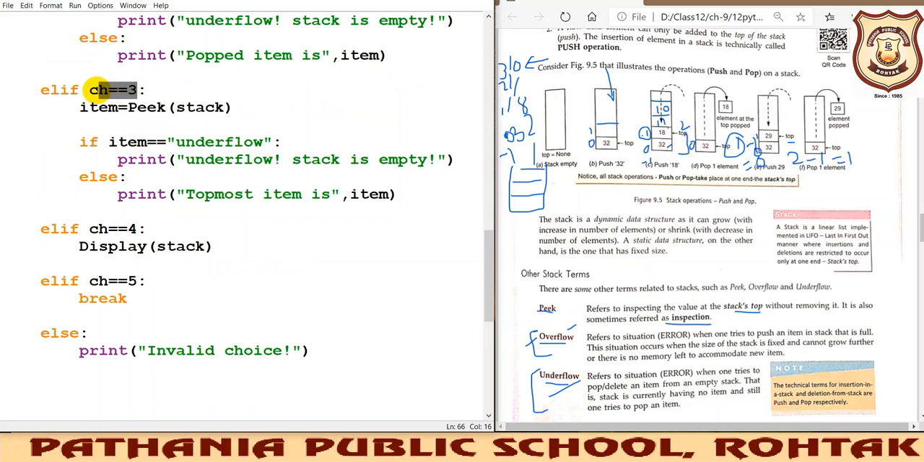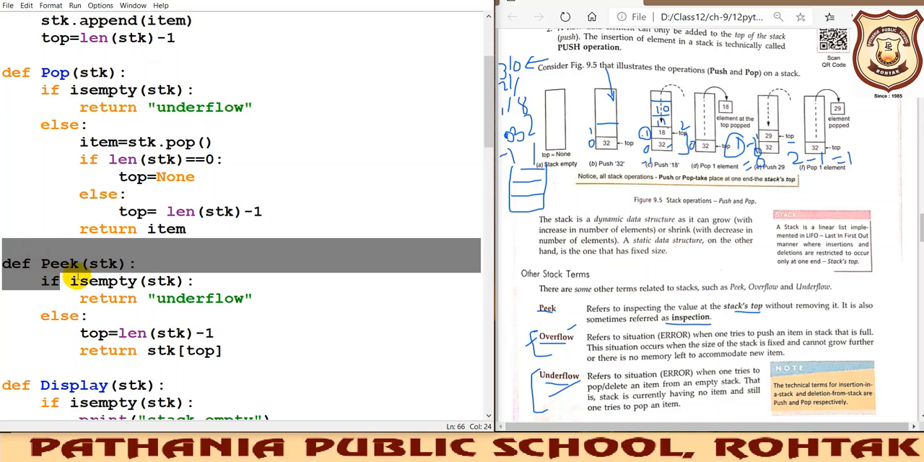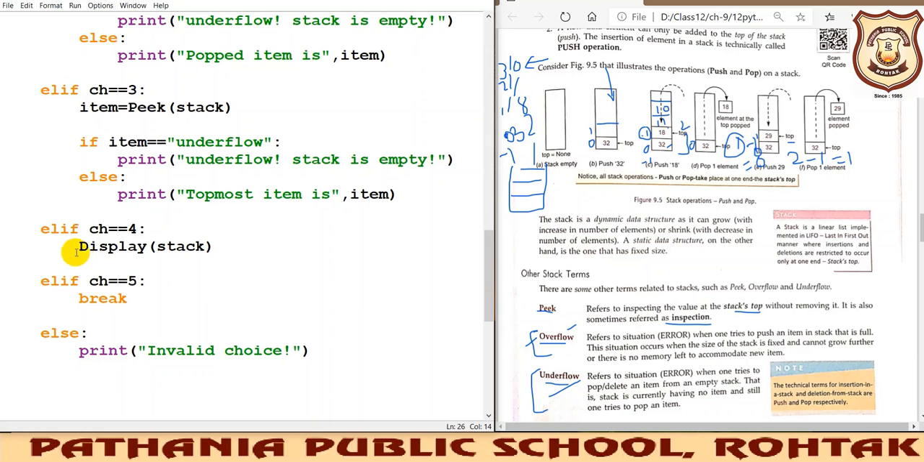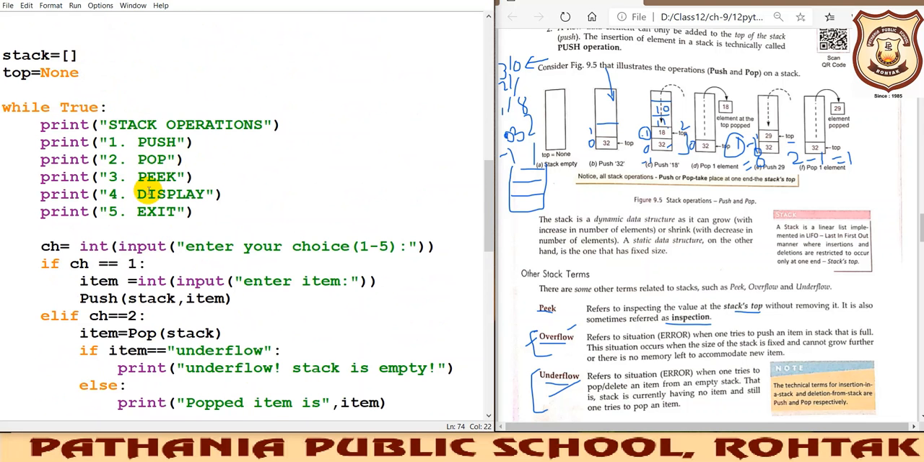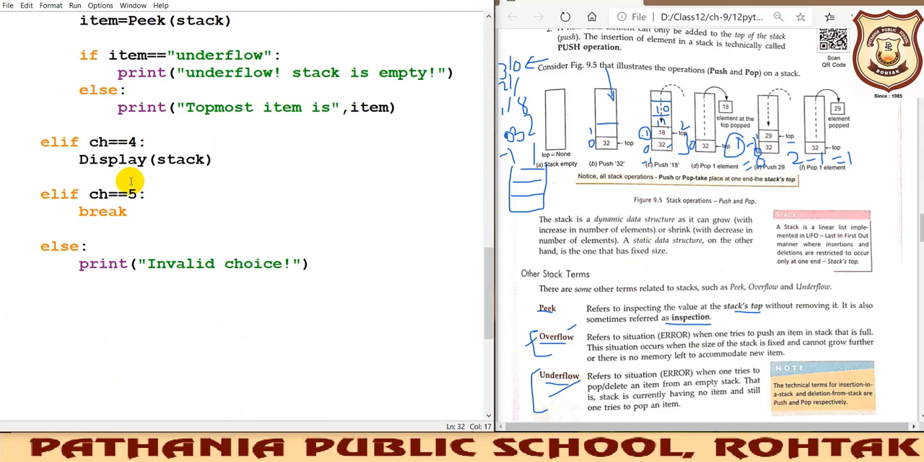Next is your peek function. If you select case 3, then the peek function will be executed. This is the function call, it will take you to the function definition. This is your function definition for peek. It will show you the topmost element. And then fourth is, if you are selecting ch as 4, then it will use the display function. This is a function call, and it will take you to the function definition of this particular function here, and this complete function will get executed to display the contents of the stack. And if you press ch is equal to 5, then it will take you out of the program.